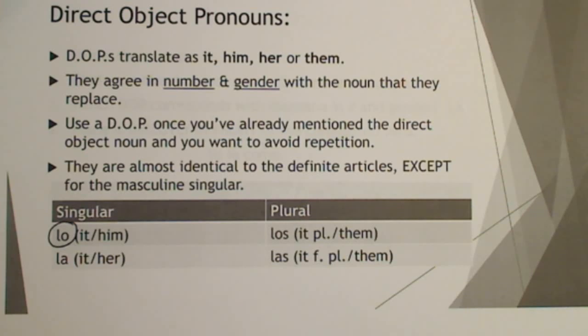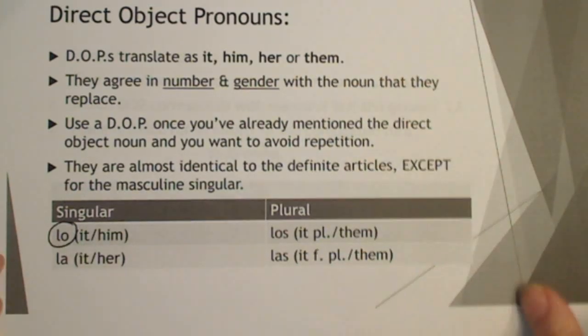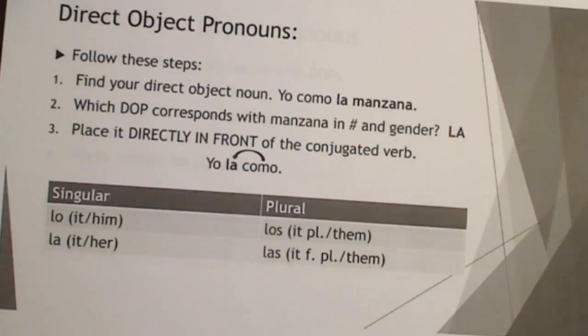Okay. So you use one of these DOPs once you've already established what you're talking about. So think back about our apple. Once you mention what you're talking about, then you can start saying the words it and them. It would be kind of weird for me to say, oh, it is really tasty. Well, what is, if I haven't even mentioned what I'm talking about before that? Okay. So again, they're identical to the definite articles except for lo. And basically, it's going to replace, and I'm going to show you how that works.